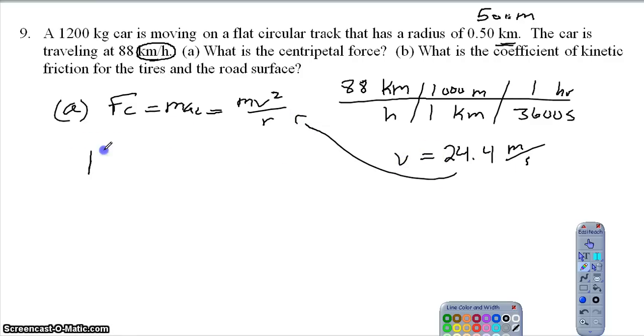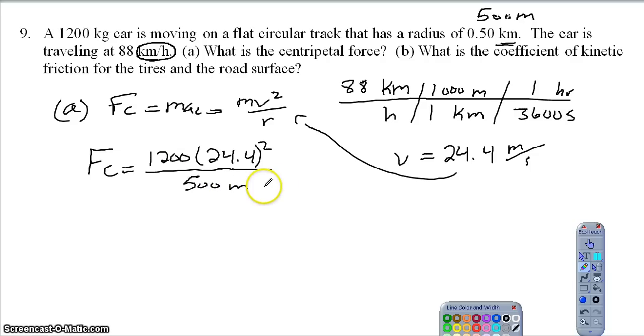Now that I've got that as my velocity, I can plug that in with the other measurements. Centripetal force is mass, so it's 1,200 kilograms times 24.4 squared all over the radius, which is 500 meters. I can set that up, calculate that, and I get about 1,429 newtons. So about 1,429 newtons of force is what's holding us in centripetally.